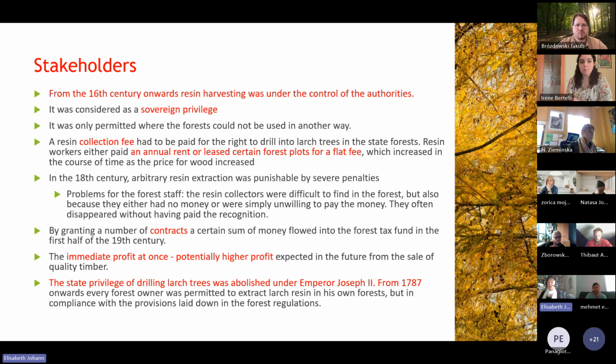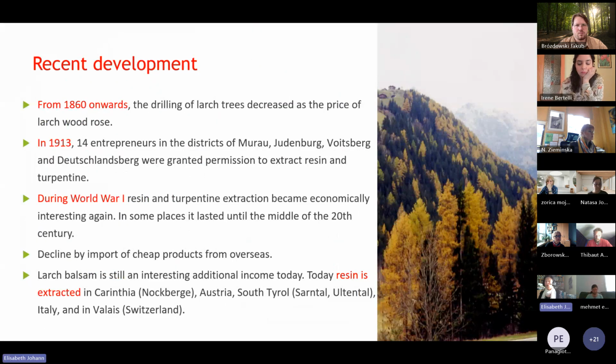And the state privilege of drilling larch trees was only abolished in 1787 by Emperor Joseph II. Only from this time, the forest owners were allowed to drill in their own forest and sell the product. From the 1860s onwards, the drilling of larch trees decreased because the price of quality larch wood rose. And in 1930, there were still 14 entrepreneurs working in the region, and it became also more important during World War I. It became economically interesting again, and it lasted till the mid of the 20th century. And then there was a decline due to cheap imports from overseas. But larch resin is still an interesting additional income to the farmers, and it's still extracted in some regions in Austria, in Carinthia, in South Tyrol, and in Wallis in Switzerland.